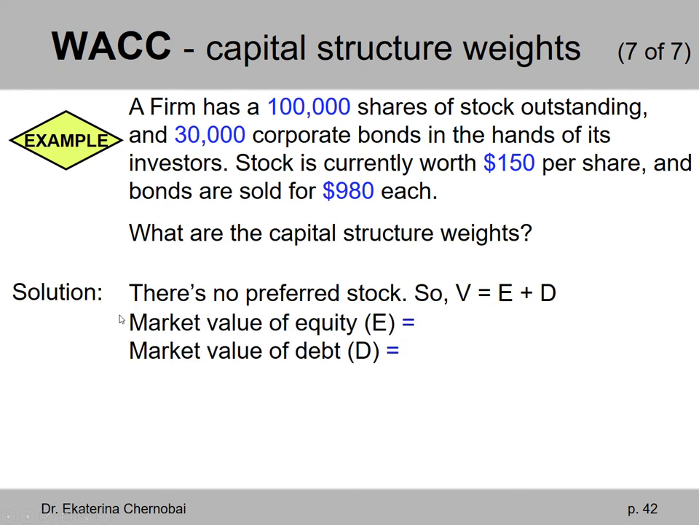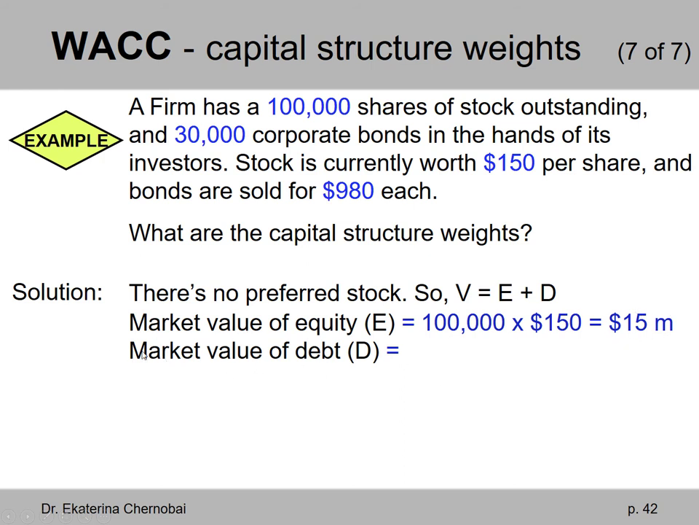Okay, how do you find the market value of equity and the market value of debt? By definition, market value of equity is the number of shares of stock times the price, the market value of its share, or nothing but today's price per share. So here the wording is stock is currently worth $150 per share. That refers to today's market value of each share. So the market value of equity equals 100,000 shares multiplied by $150 market value per share, which gives $15 million.